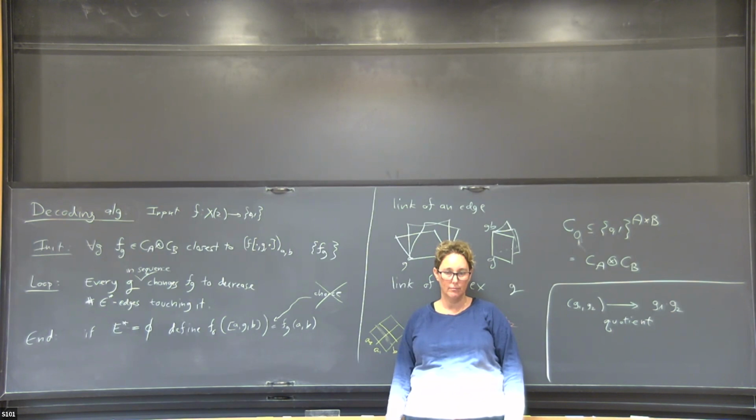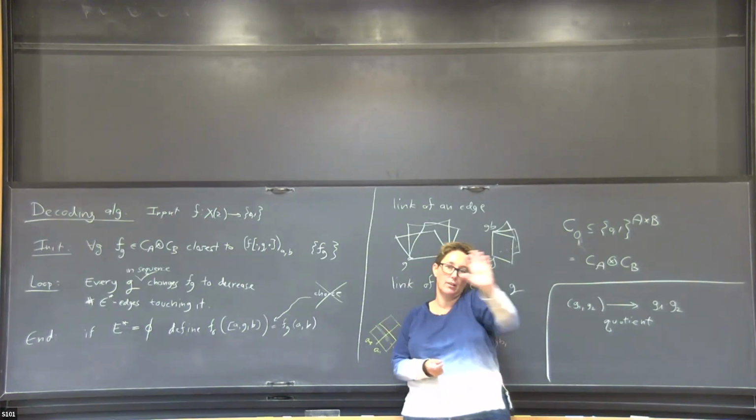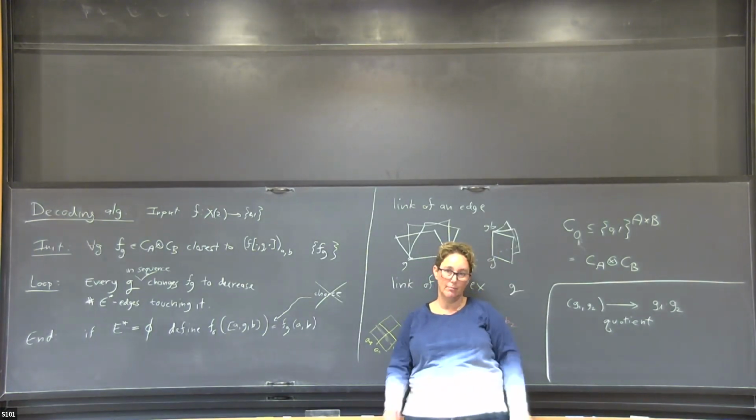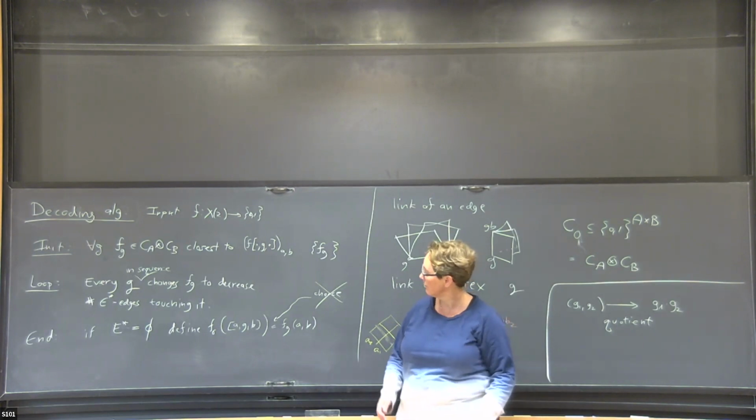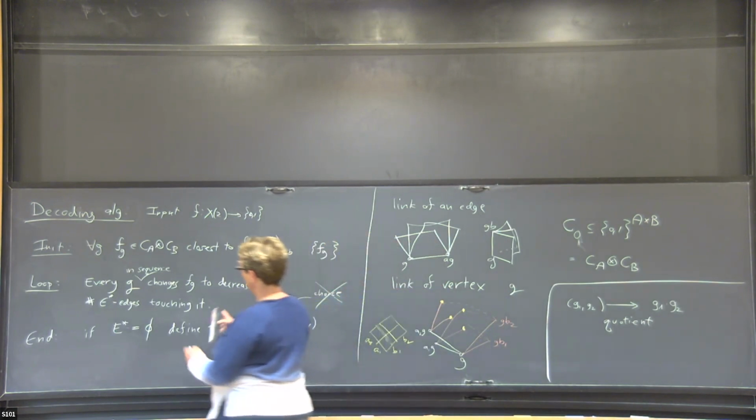No, the others are not changing. The other edges that touch this square are not changing. Some of them are disputed, some of them are not. But the edges touching this guy are not changing. You can remove touching it from the loop. I see the point. It just increases the number of E star edges.